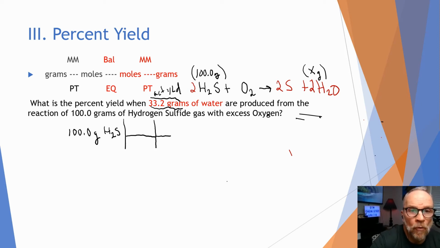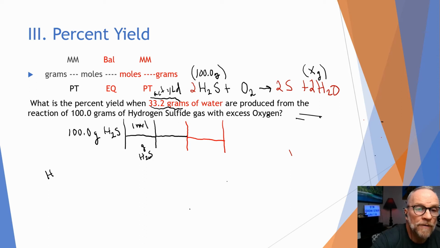And just like before, we'll go from grams to moles of another chemical, and then moles back to grams. In this case, our other chemical is going to be water. So grams of hydrogen sulfide will go on the bottom per 1 mole.